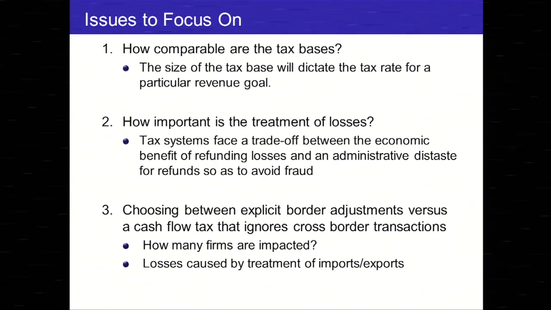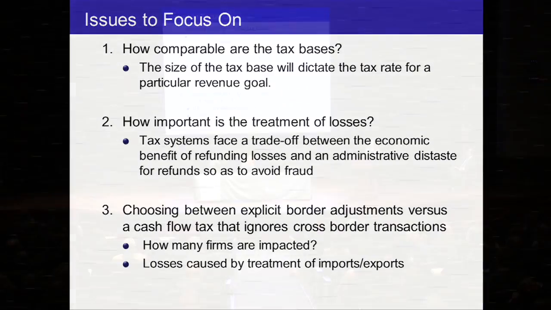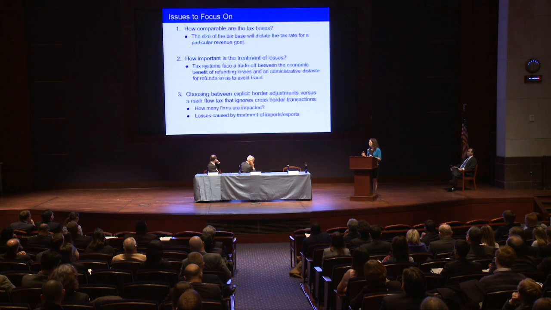Okay, so tax systems broadly face a trade-off. There are firms that are on loss under the income tax. And so there's an economic benefit to refunding those losses for businesses, but there's also a distaste for writing a check to firms from the government. And so what we have right now is sort of a compromise where firms can carry losses backwards and forwards. They don't get a check from the government.